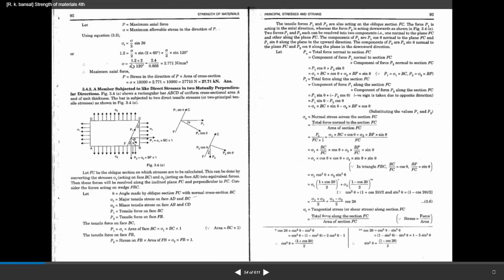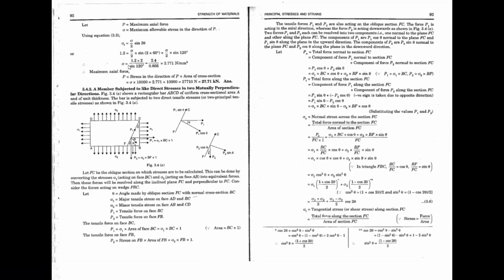Sigma equals 1.2 into 2 divided by sine 120. That equals 2.4 divided by 0.866, equal to 2.771 Newton per mm square. This is the sigma value. Sigma is nothing but stress.